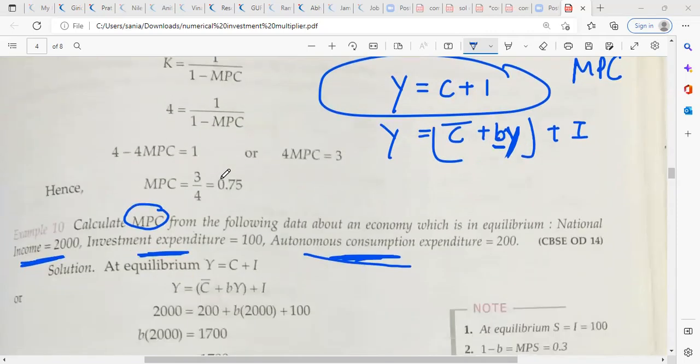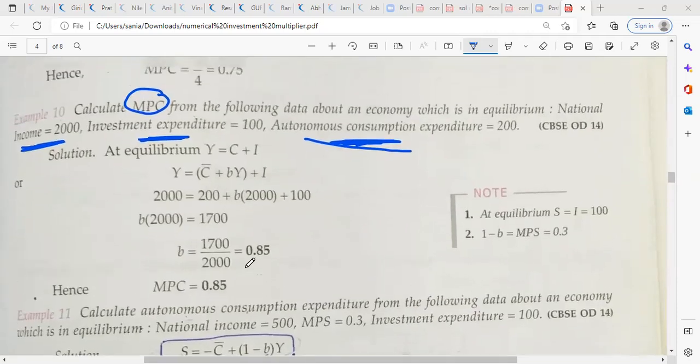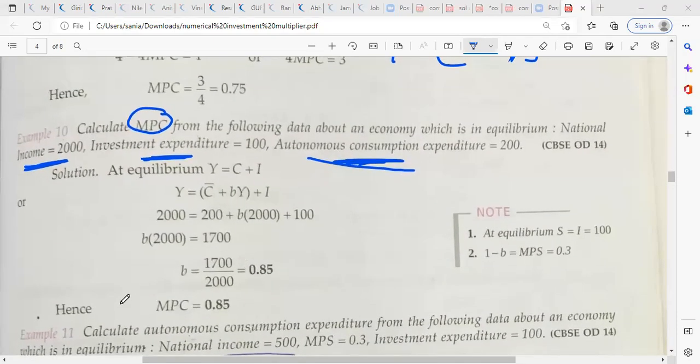Okay, so let's check your answer. I hope you got 0.85. Okay, now next question. You have to calculate autonomous consumption expenditure from the following data about the economy, which is in equilibrium. National income is given to you, that means Y is given, and MPS is given. Plus investment expenditure is given.